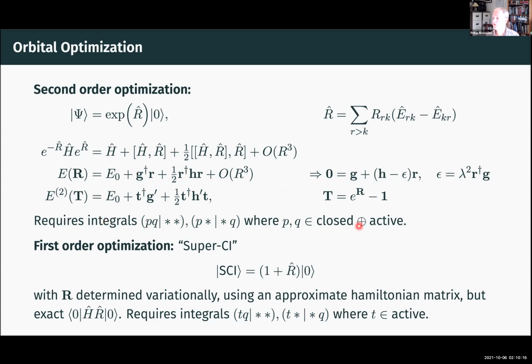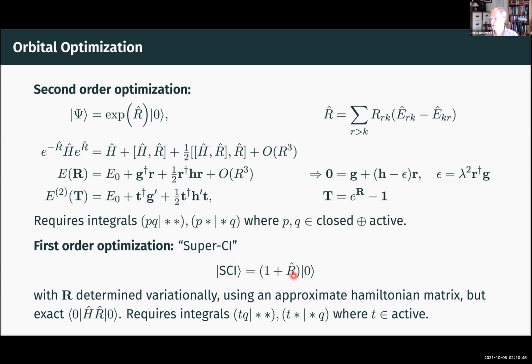Now, if you want to avoid this, you can drop back to an approach where you evaluate only the gradient vector, not the Hessian matrix. And that will be, we call that a first order optimization method. Again, this is a very old technique, the so-called super CI method, where you make a wave function which consists of the CASSCF wave function plus single excitations generated by these operators.